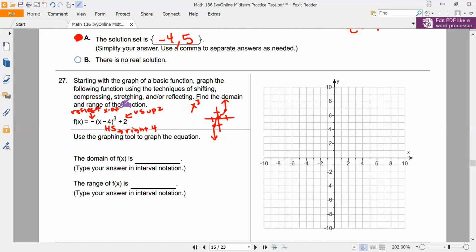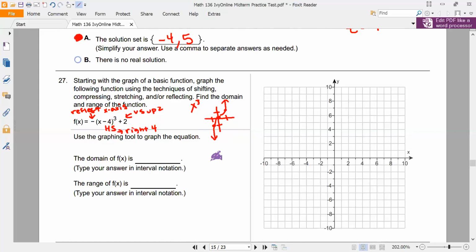Now, when you go to move your 3 key points, you have to do this as kind of like order of operations. So whatever's inside the parentheses and closest to x gets done first. Then any reflections, compressing, or stretching out front is multiplication, so that would be done second, and vertical shifts would be done last. So this is moving right 4 first.